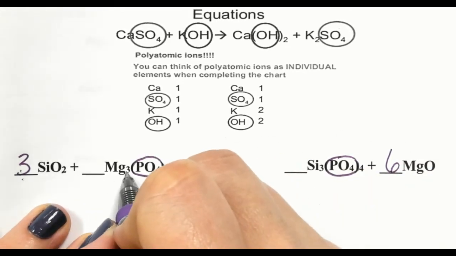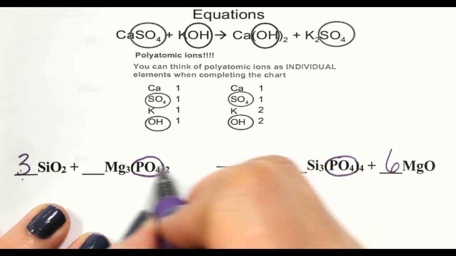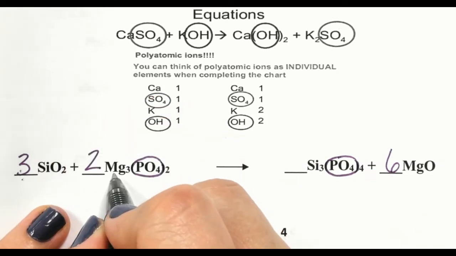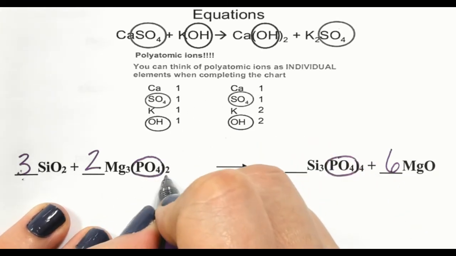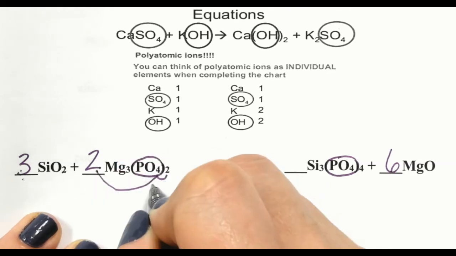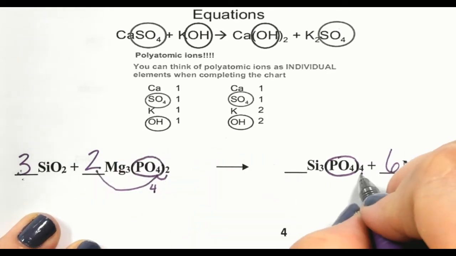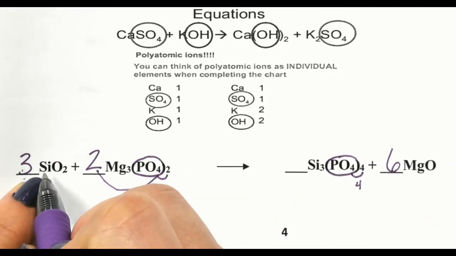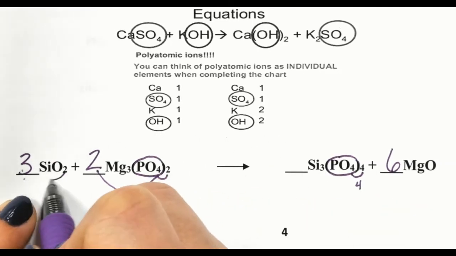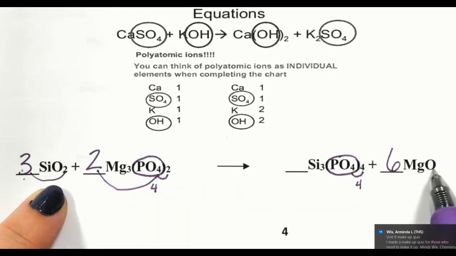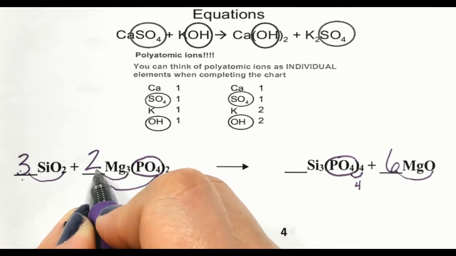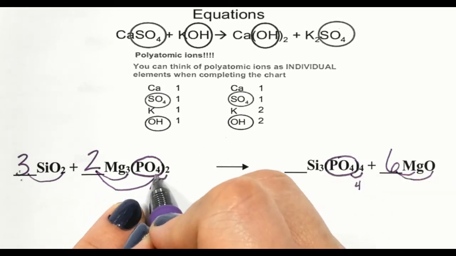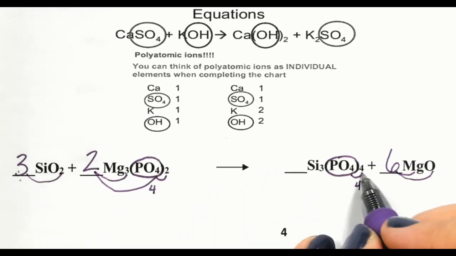Okay, moving on to magnesium. We have 3 magnesium, but over here we have 6 magnesium. So in order to make this equal, I'm going to put a 2 in front because 2 times 3 will give me 6. Now I can do my phosphates. Notice it's 2 times 2 is 4 phosphates, and over here we have 4 phosphates, and so those are balanced. Let's just recheck everything to make sure. 3 silicon, 3 silicon. 2 times 3 is 6 oxygen, and that's 6 oxygen. 3 times 2 is 6 magnesium, and this is 6 magnesium. And then 2 times 2 is 4 phosphates, and that is 4 phosphates.